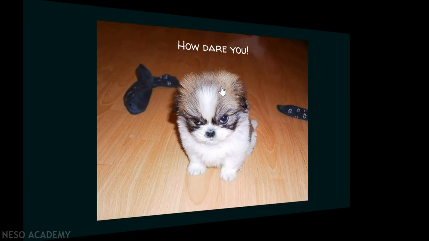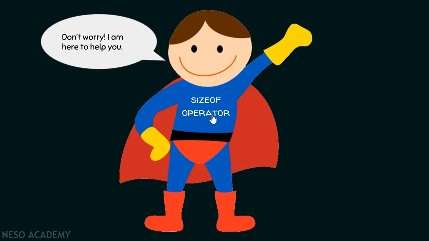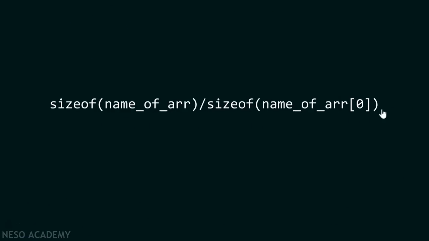I know. You are angry at me, right? But don't worry, sizeof operator is here to rescue. With the help of this sentence, you would be able to calculate how many elements are there in that array and any array. Okay? You just have to specify the name of the array inside sizeof operator, and you also have to specify name of array along with square brackets and the index inside the sizeof operator. And then you have to divide both.